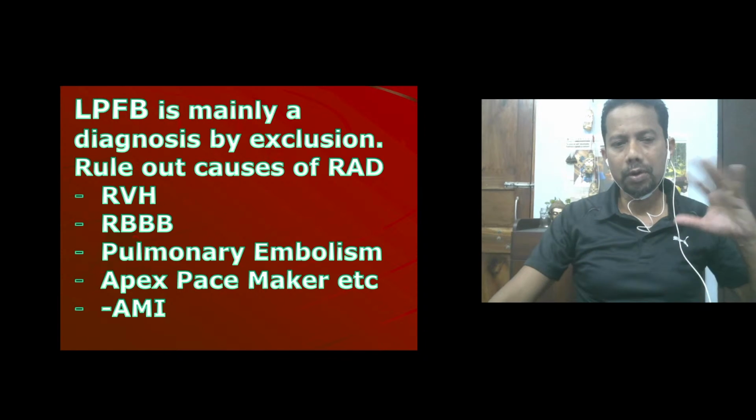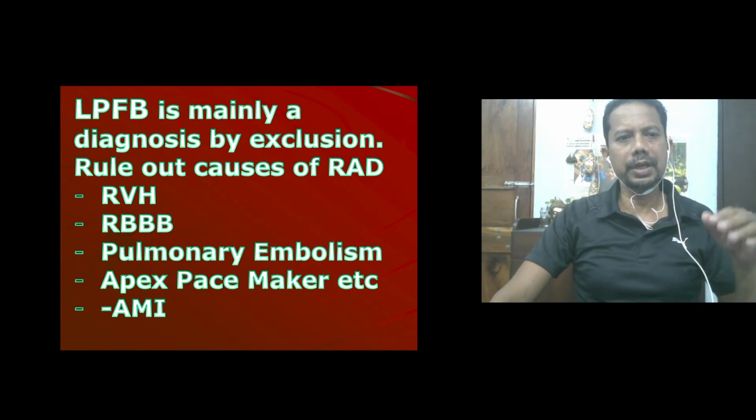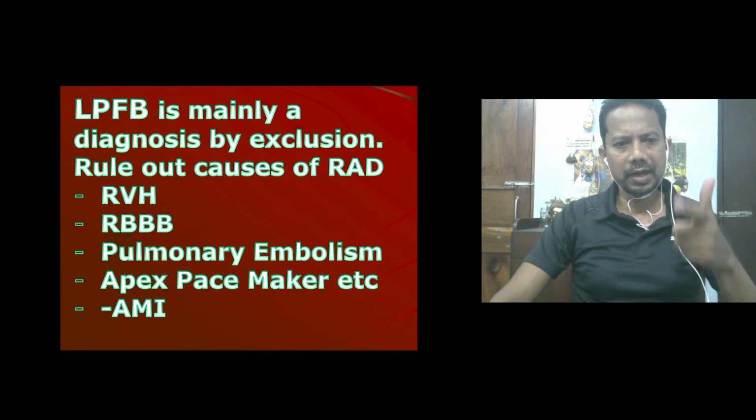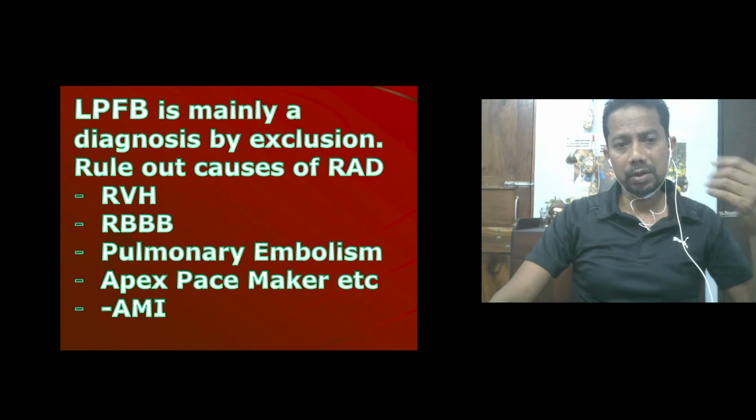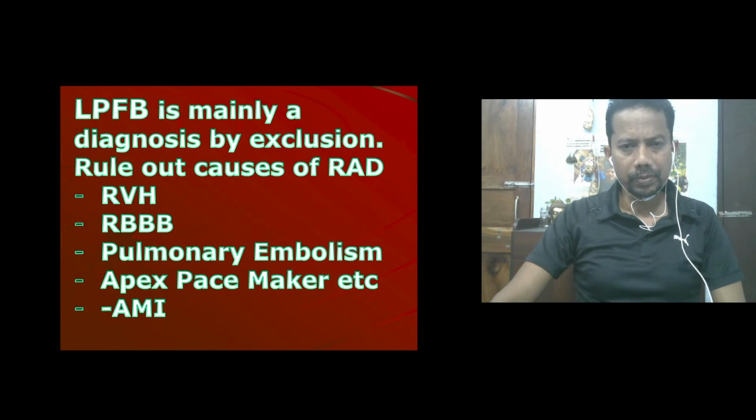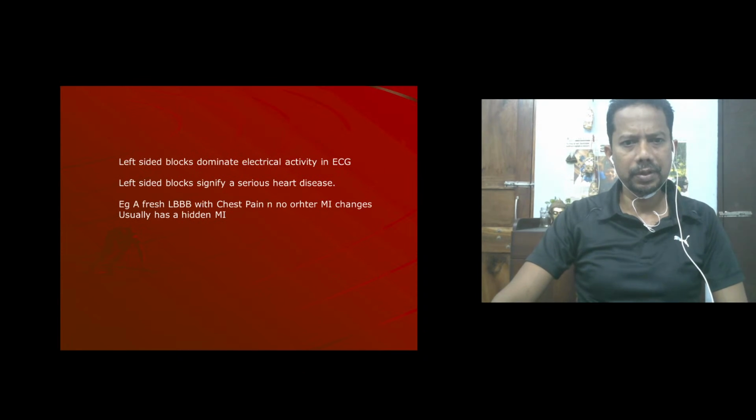So you have to rule out all the causes which cause right axis deviation, like right ventricular hypertrophy, right bundle branch block, pulmonary embolism, pacemaker at the apex, okay, anterior wall MI. So they can all cause right axis deviation. Sorry, anterior MI, yes, right axis deviation. So you have to rule out all these, and then you can say there is an LPFB, and that is the cause of right axis deviation. So it's a diagnosis by exclusion.